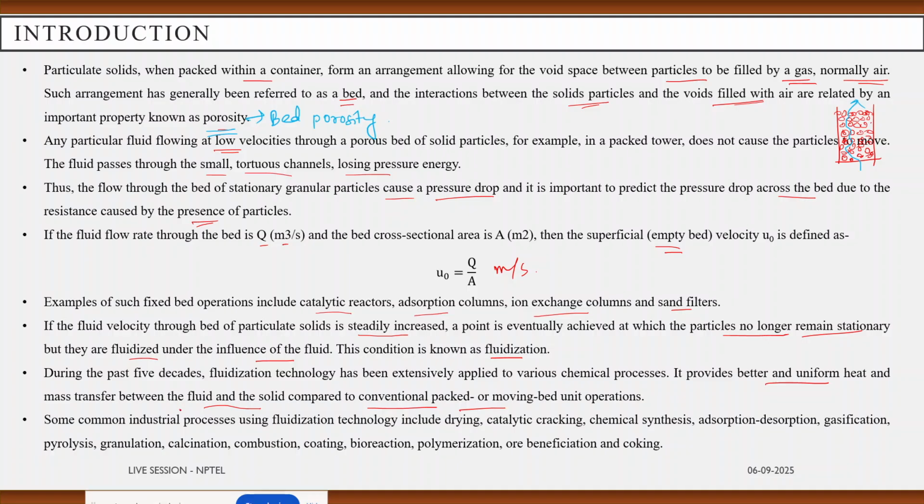There are some common industrial processes that use fluidization technology, like drying, catalytic cracking, chemical synthesis, adsorption desorption processes in the presence of a packed bed, gasification, pyrolysis, granulation, calcination, combustion, coating, bioreaction, polymerization, beneficiation of coal or coking. There are many examples that we are dealing with: packed bed, fluidized bed, bubbling fluidized bed, these kinds of reactors.